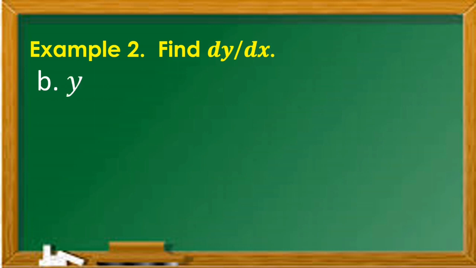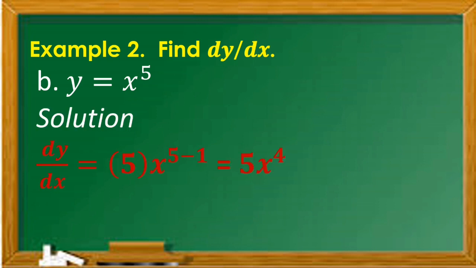Let's have another example. Find dy over dx given y equals x raised to 5. So, dy over dx equals the exponent 5 multiplied by x raised to 5 minus 1. So the answer is 5x raised to 4.